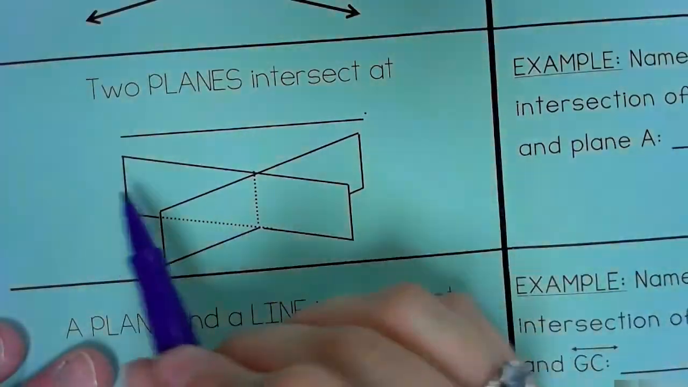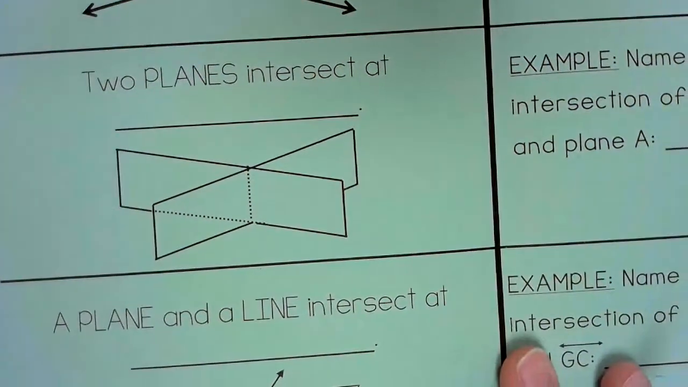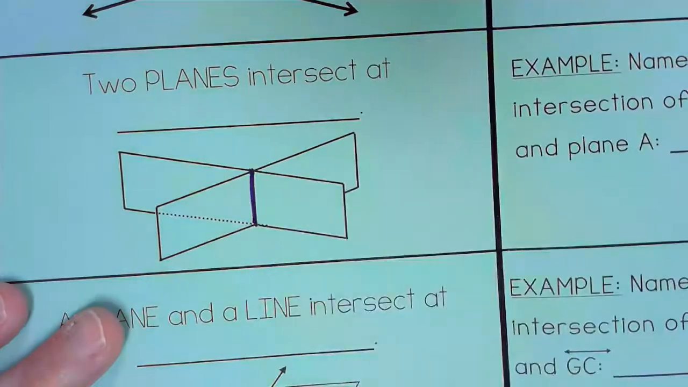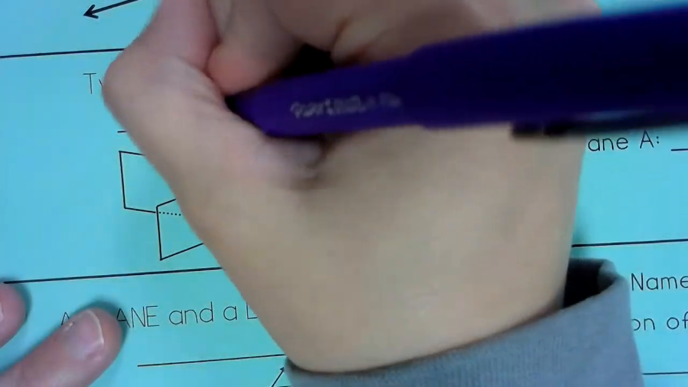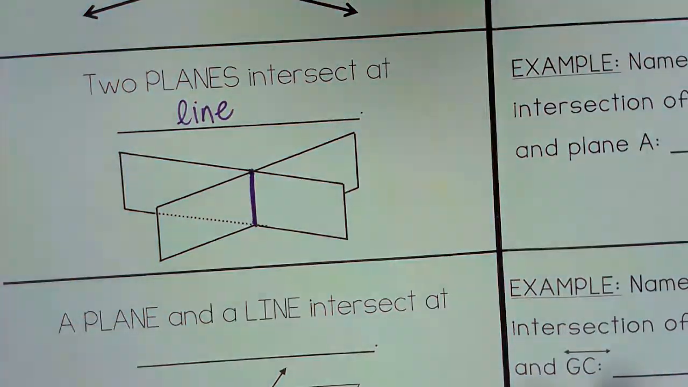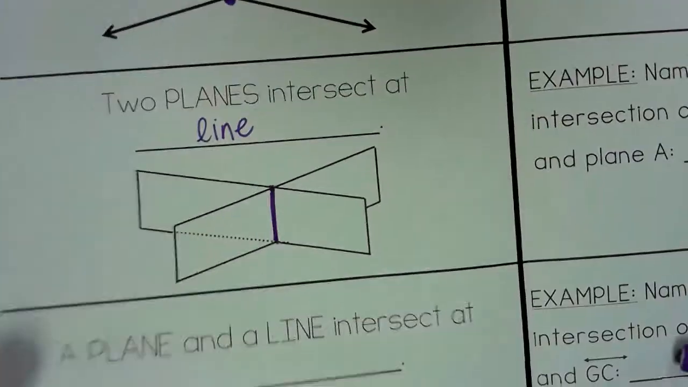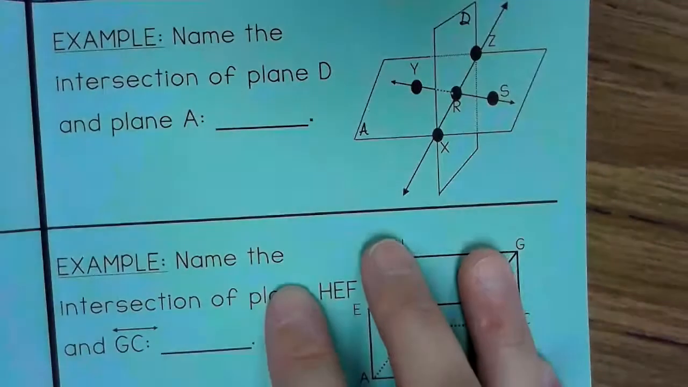2 planes. So now I've got 2 planes. Remember, it's hard to draw a plane, but that's the best I can do. They intersect right here. So when planes intersect, they form a line. So 2 planes intersect to form a line. So let's look at an example of that.